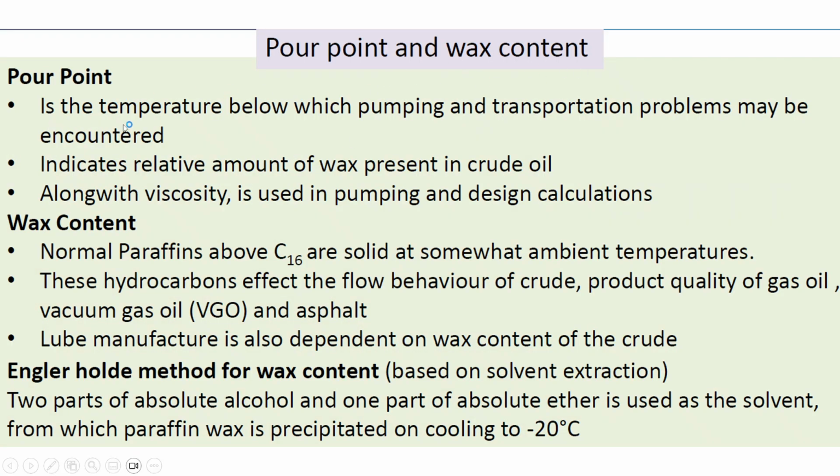Pour point in wax content. Pour point is basically the temperature below which the crude oil ceases to flow. It is a temperature below which pumping and transportation problems may be encountered. It indicates the relative amount of wax percentage. If more wax percentage is there, then the flow will cease at a higher temperature.